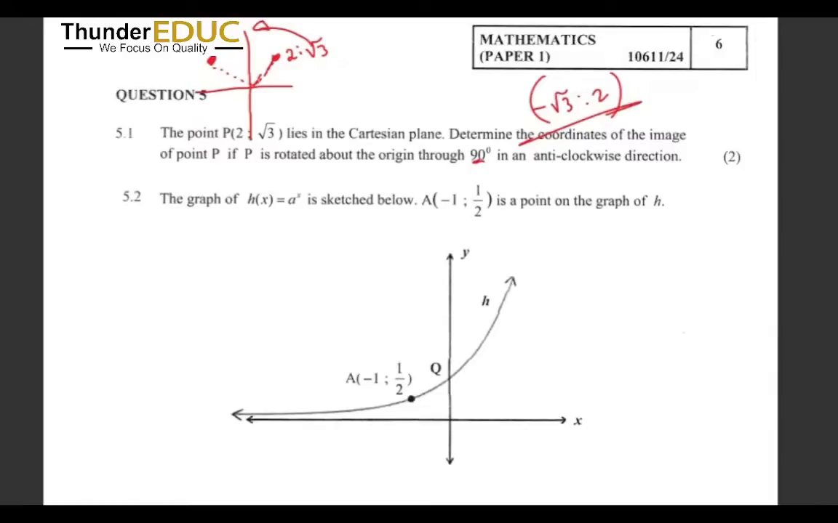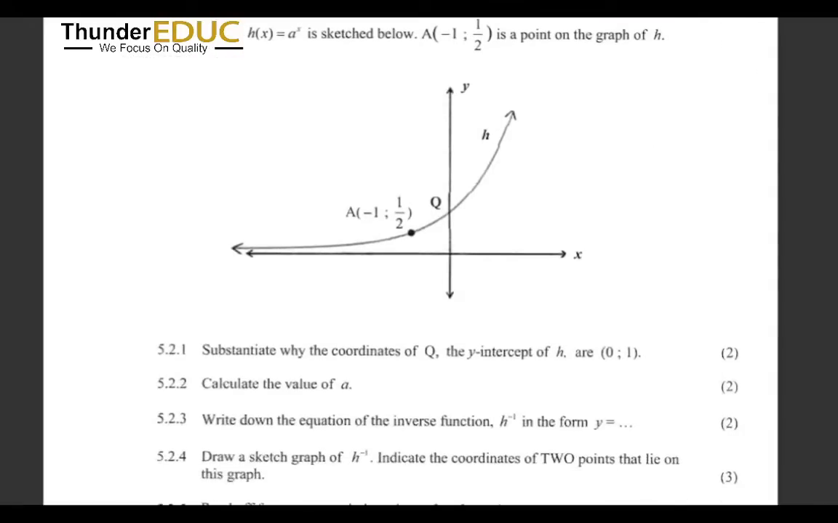Then 5.2. The graph of h of x is a to the x. Negative 1 and 1.5 is a point on the graph h. We must give reasons why the coordinates of Q are (0, 1). Okay, so one thing we need to know is that we can say that Q is the y-intercept, where x is 0.